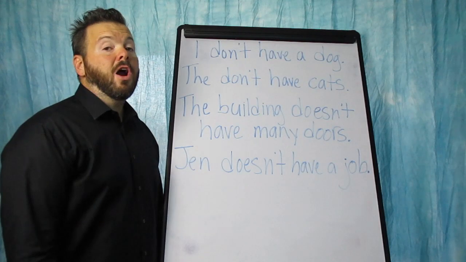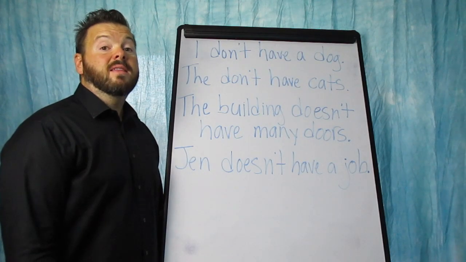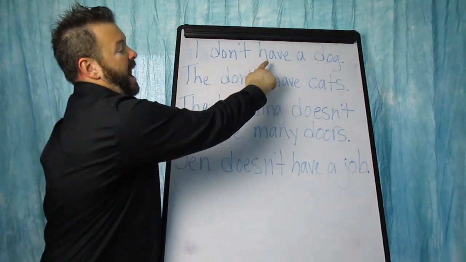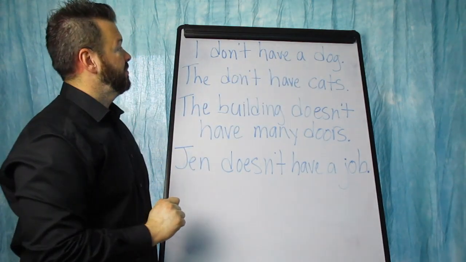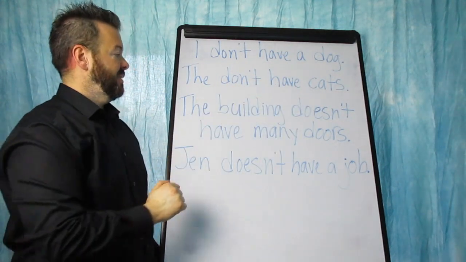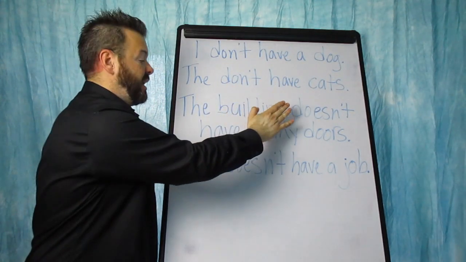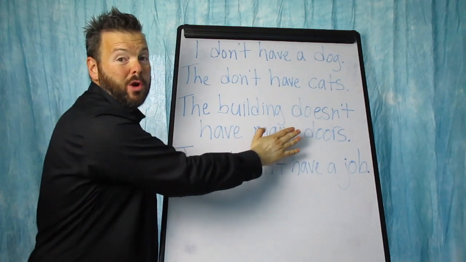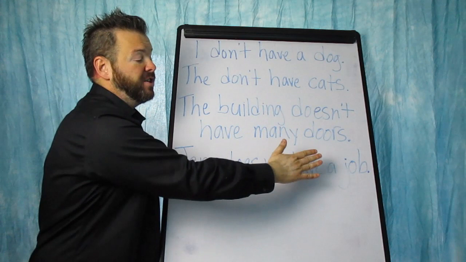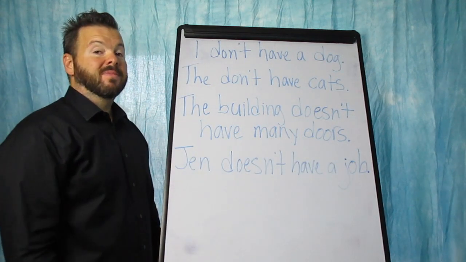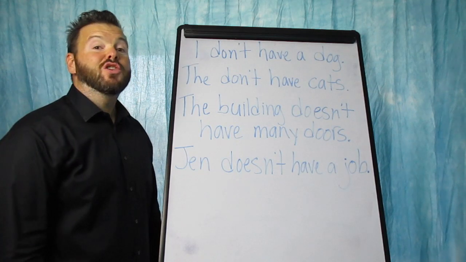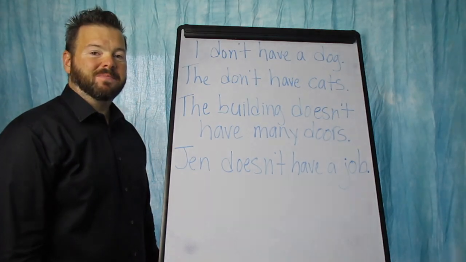Okay, here are sentences using the negative form. I don't have a dog. They don't have cats. The building doesn't have many doors. Jen doesn't have a job. Pause the video here, write everything down, and read it to yourself.